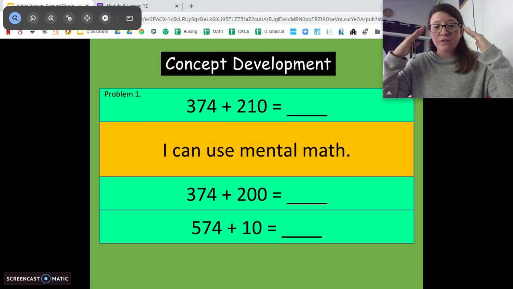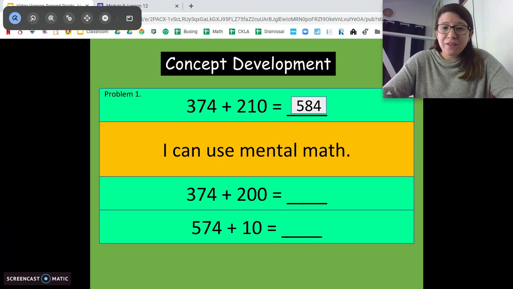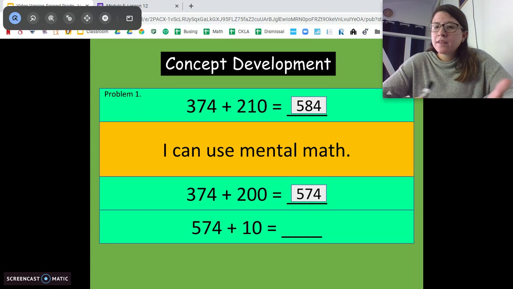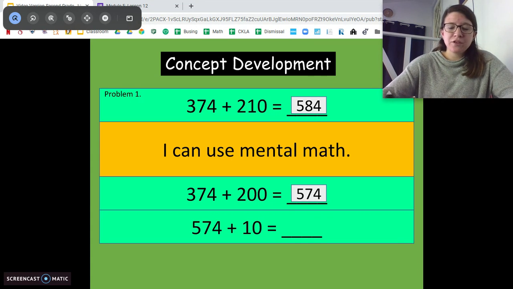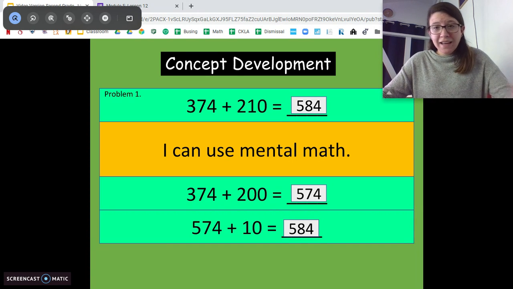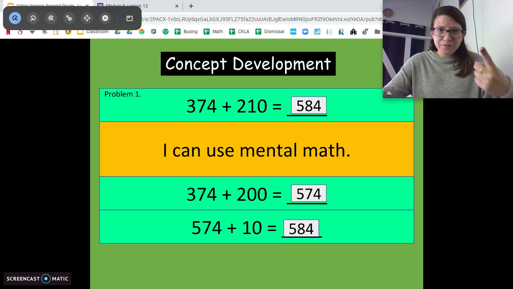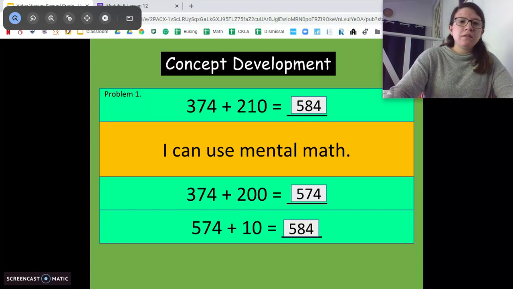Right? Easy numbers for us to add. So we're going to add in that 200 first. 374 plus 200, just add another 200 to it, we get 574, right? Then we just have to add that 10 more. So 574 plus 10 gives us 584. Totally fine if that works for your brain. If you're like, I don't need to break it all down, I can do this, totally fine with me.